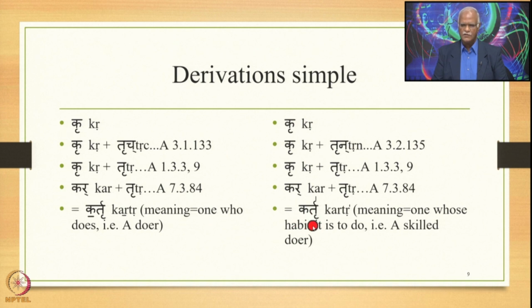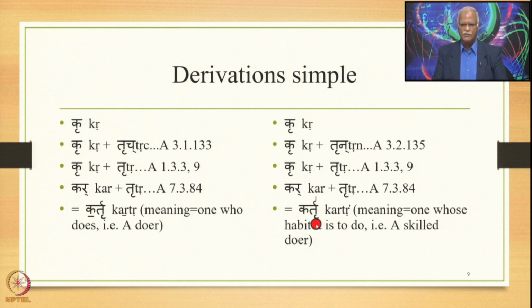anudatta, and this anudatta comes immediately after an udatta and therefore this anudatta is converted into a svarita, udatta anudattasya svaritaha, and so there is a svarita mark, vertical bar on top of ru. This is what is kartru with initial vowel udatta. The meaning over here is one who does, yes, but one whose habit it is to do. That means a skilled doer. So that is the meaning difference.